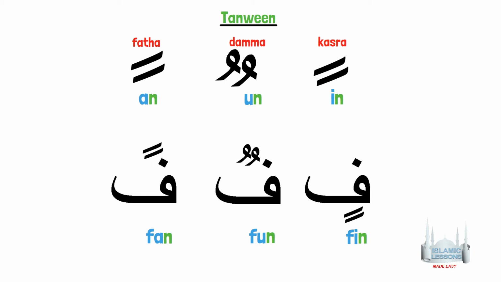For the purpose of writing, this is actually written like this, with an extra alif. It only happens when there are two fathas at the end of a word, with a couple of exceptions, but you will learn this later on.